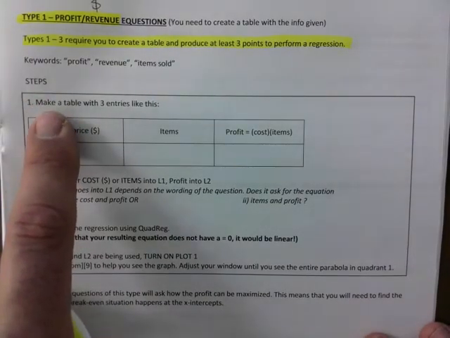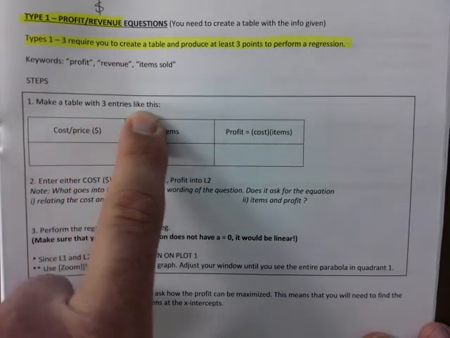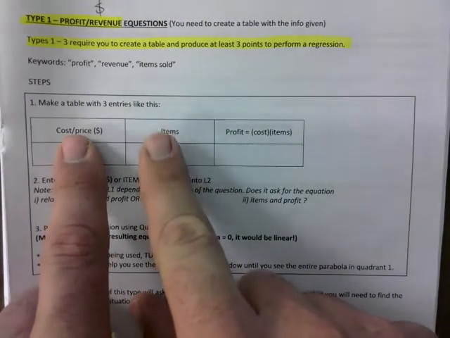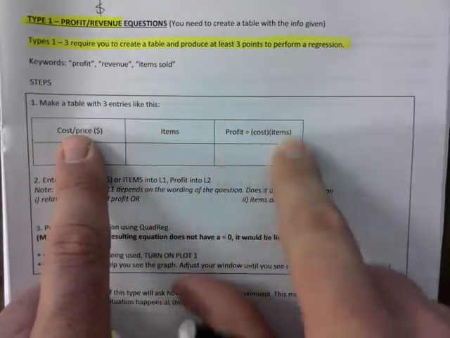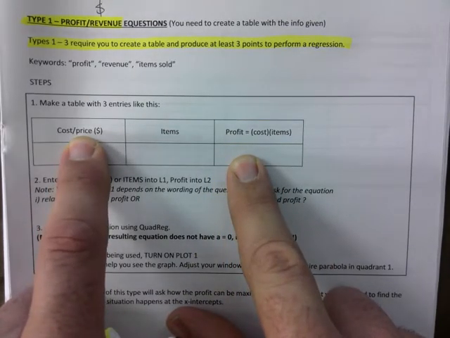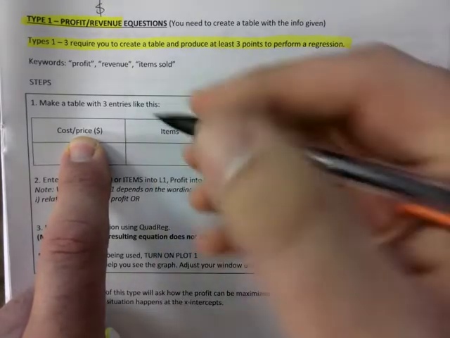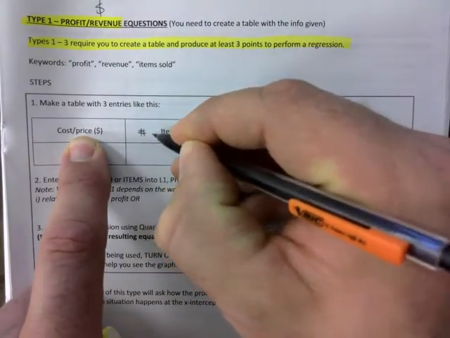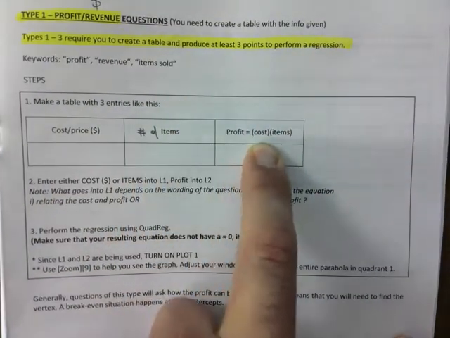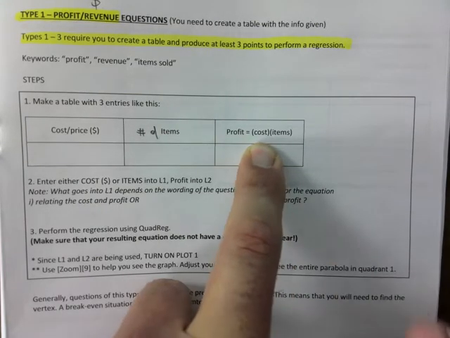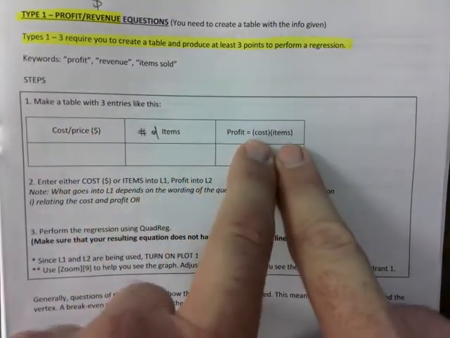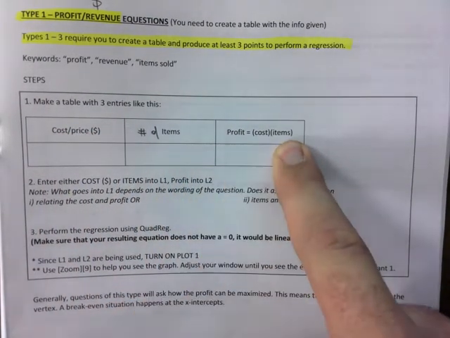These are the steps. You want to make a table with 3 entries like this. The first 2 are optional, but the third one, the profit, needs to be at the end. So you will say, for example, the cost or the price per item, and then the number of items. The number of items would be on the second column, and then the profit would be on the last one. And notice that we multiply cost and items. We multiply these two to get how much we would be making. That's pretty common sense, right?